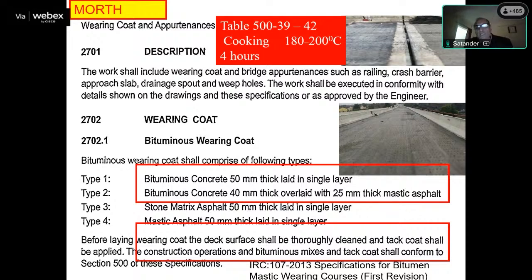Same thing in the case of shoulder also. On the shoulder, below is a GSB. Top you are putting a soil. So it is the other than the carriageway portion. So we can go for that also.